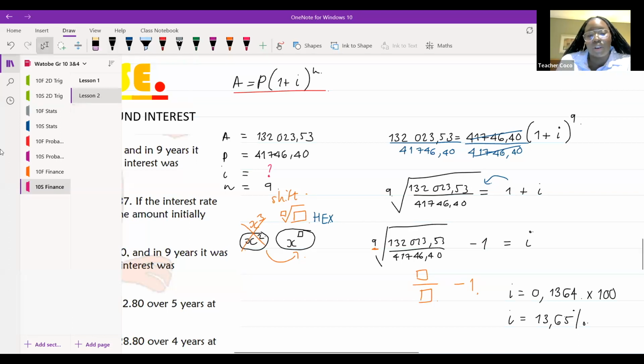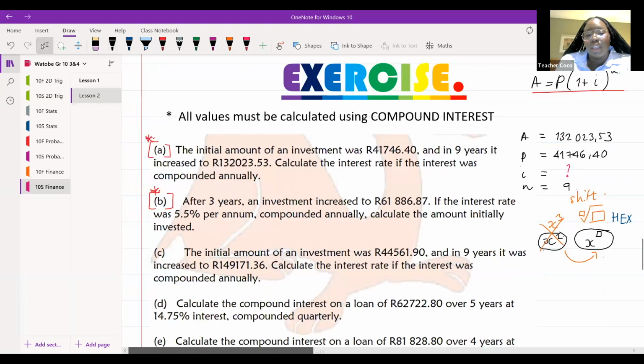Excellent, excellent, excellent. All right, let's look at B. And I would like another volunteer other than Tiana to do B for us as well, please.